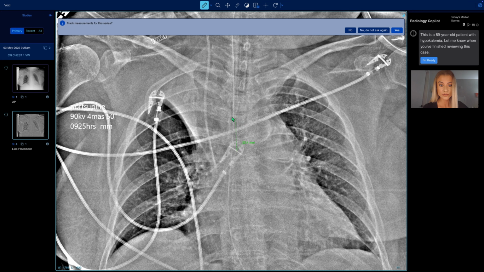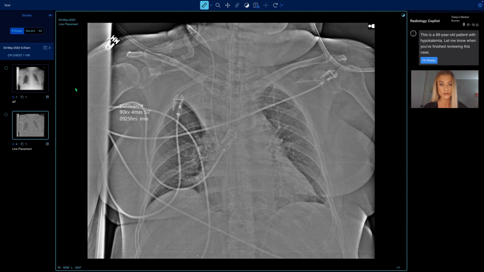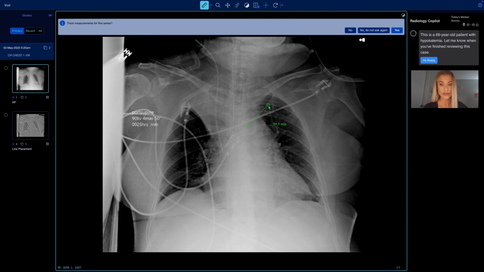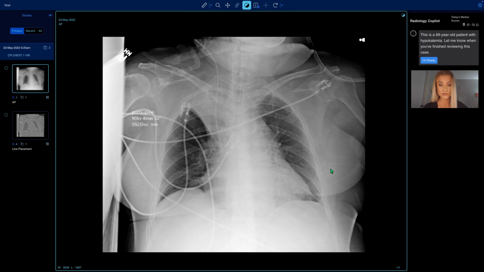In summary, this is a 69-year-old patient with hypokalemia with a chest X-ray showing low lung volumes bilaterally, right upper lobe collapse with enteric tube and endotracheal tube. There is also an internal jugular central venous catheter with a tip in the lower superior vena cava.